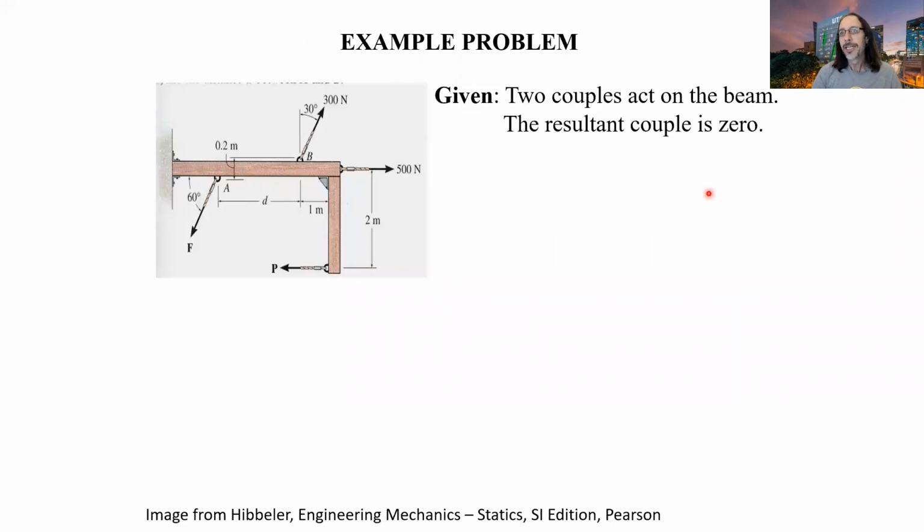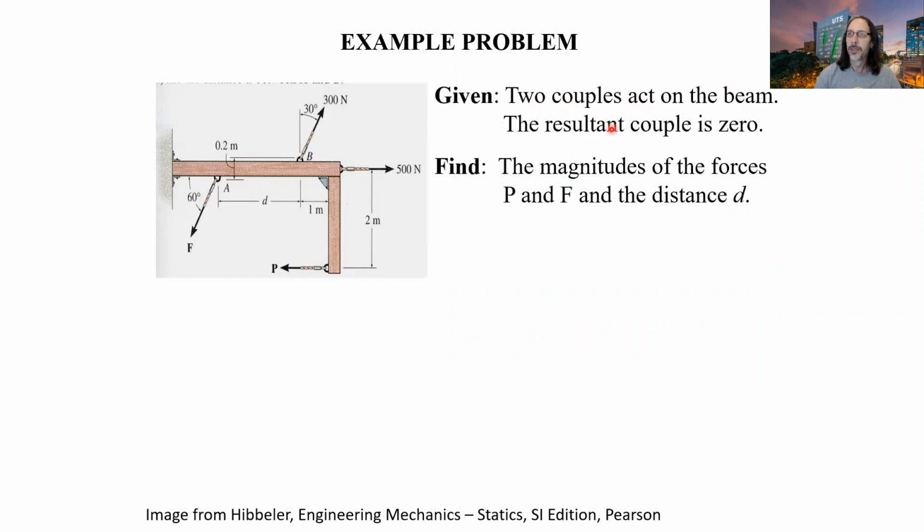Let me share my screen again. Next screen. So now let's have a look at a bit of an example problem. So we've got here, in our given information, two couples act on the beam. Okay, so we're told that we've got two couples act on the beam and that the resultant couple is 0. And we're asked to find the magnitudes of the forces P and F. So we've got these two forces here, P and F, and we want to know what the distance D here is for the resultant couple to be 0.